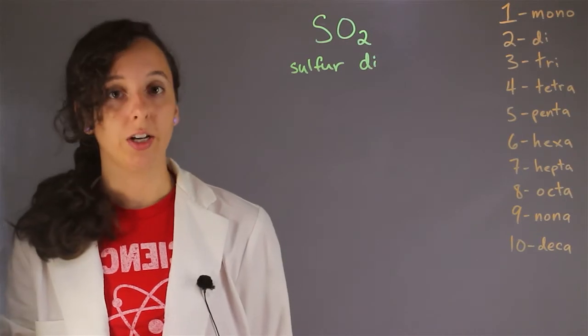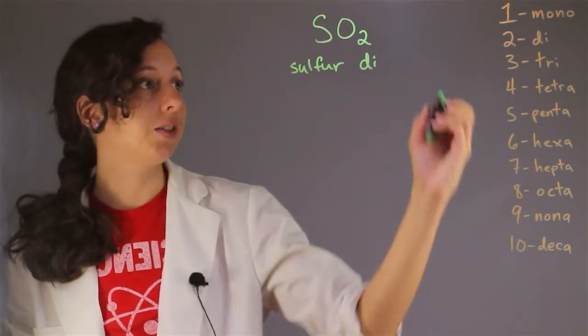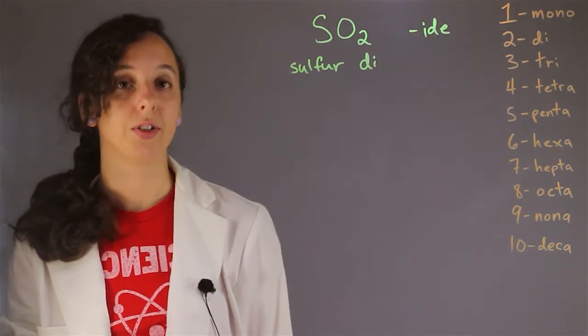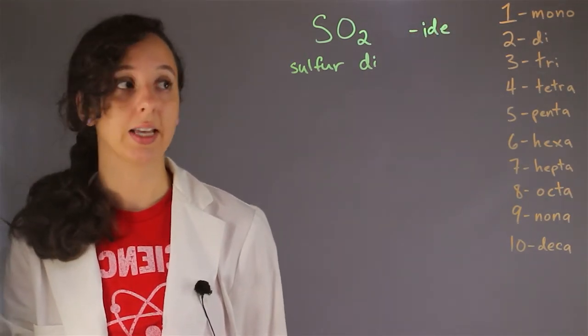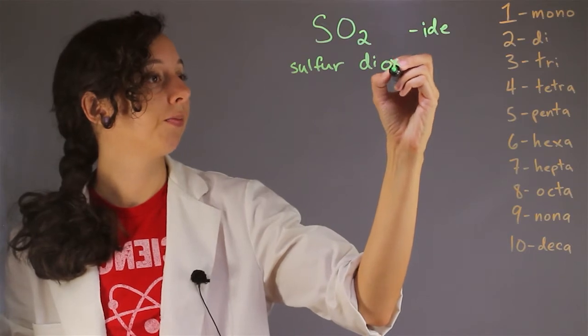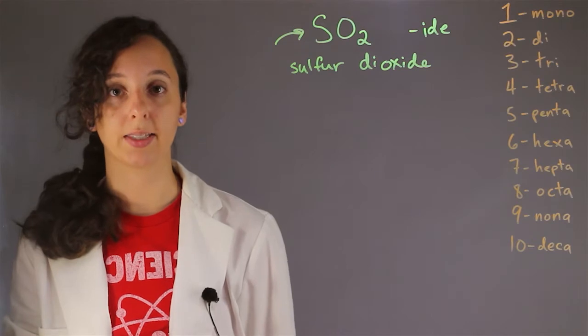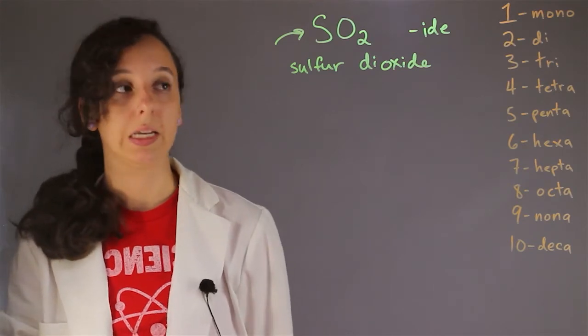And we have oxygen. And another rule is that our last element ends in the letters IDE or ide. So instead of oxygen, we're going to say oxide. So this name is sulfur dioxide. Let's look at one more example.